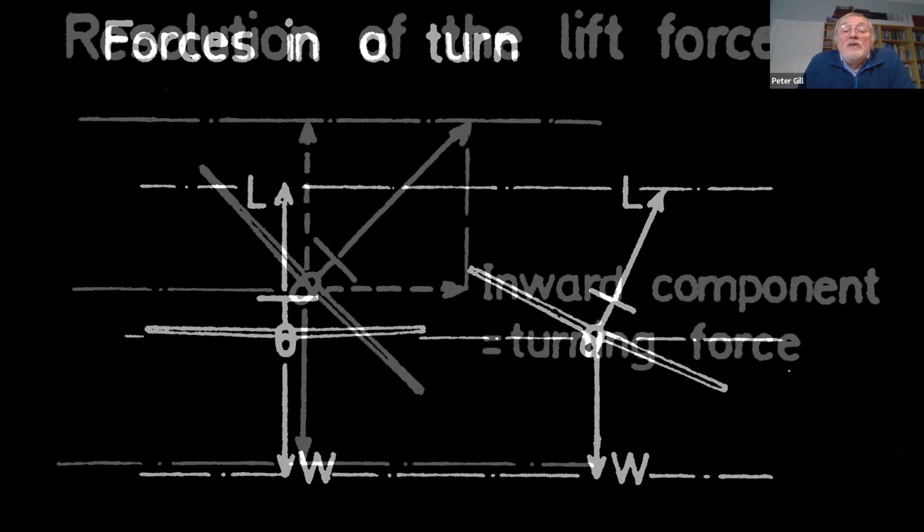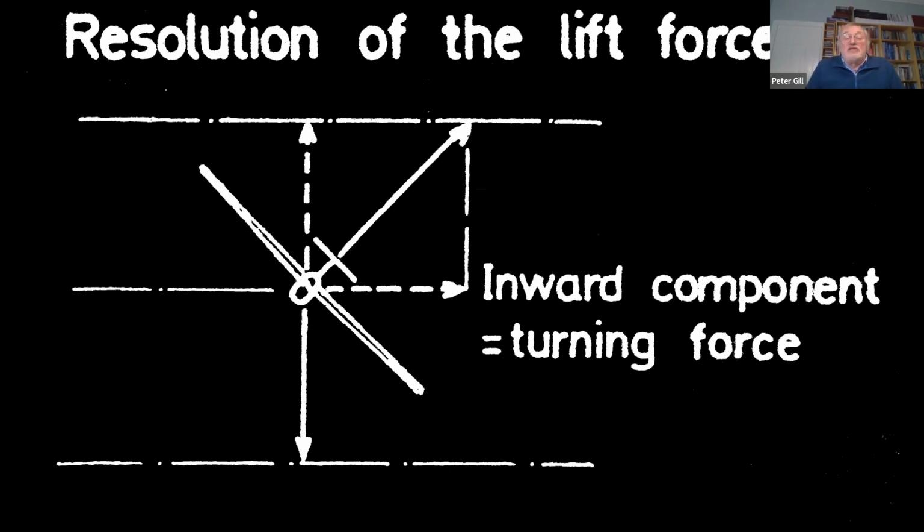Okay. The amount varies. If you've got a relatively steep turn, in this case about 45 degrees, the vertical component of the lift is still balancing the weight, but the horizontal component of the lift is about the same. Okay, so you've increased the lift by a factor of 1.4, or root 2. And that shows up particularly in the effect on speeds.